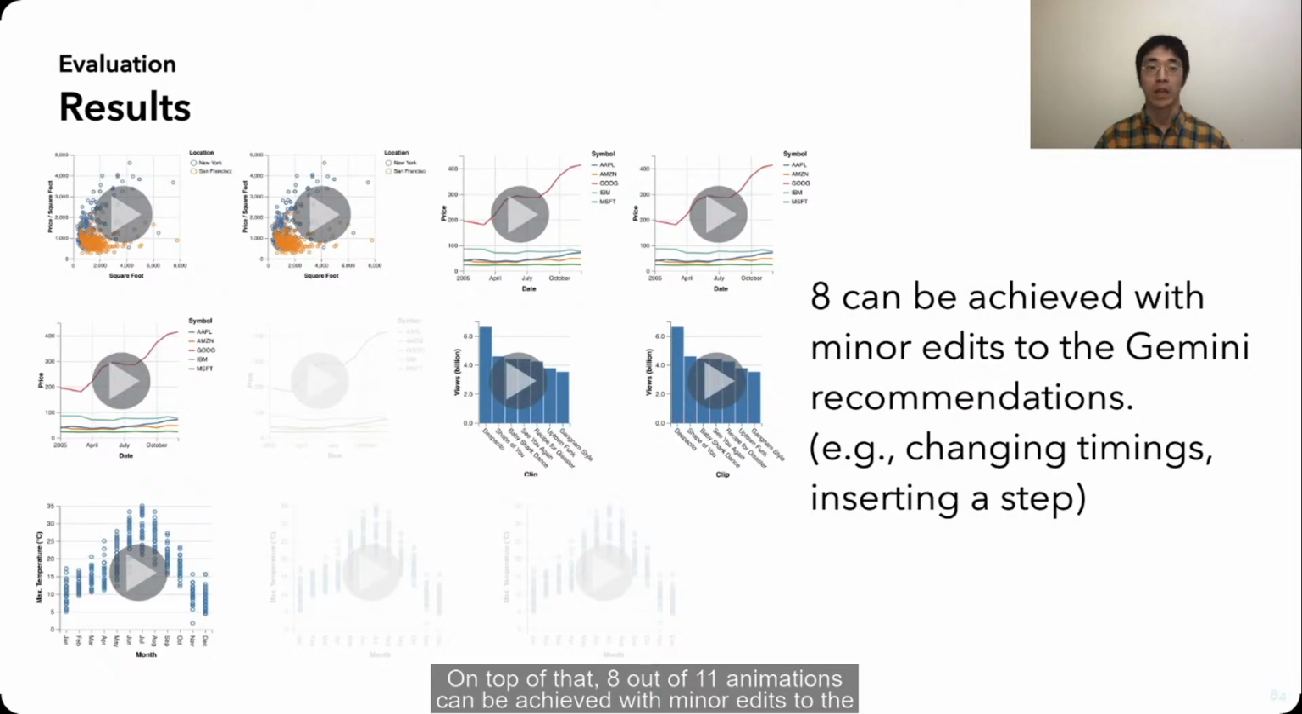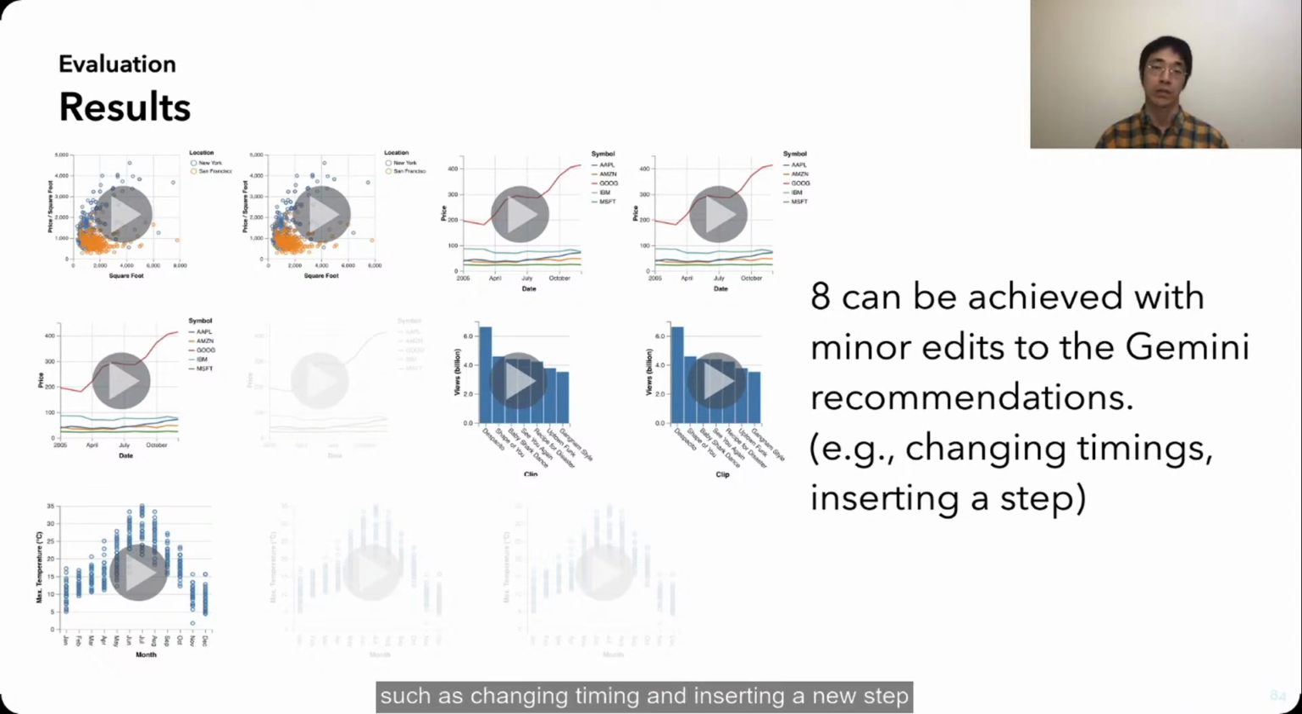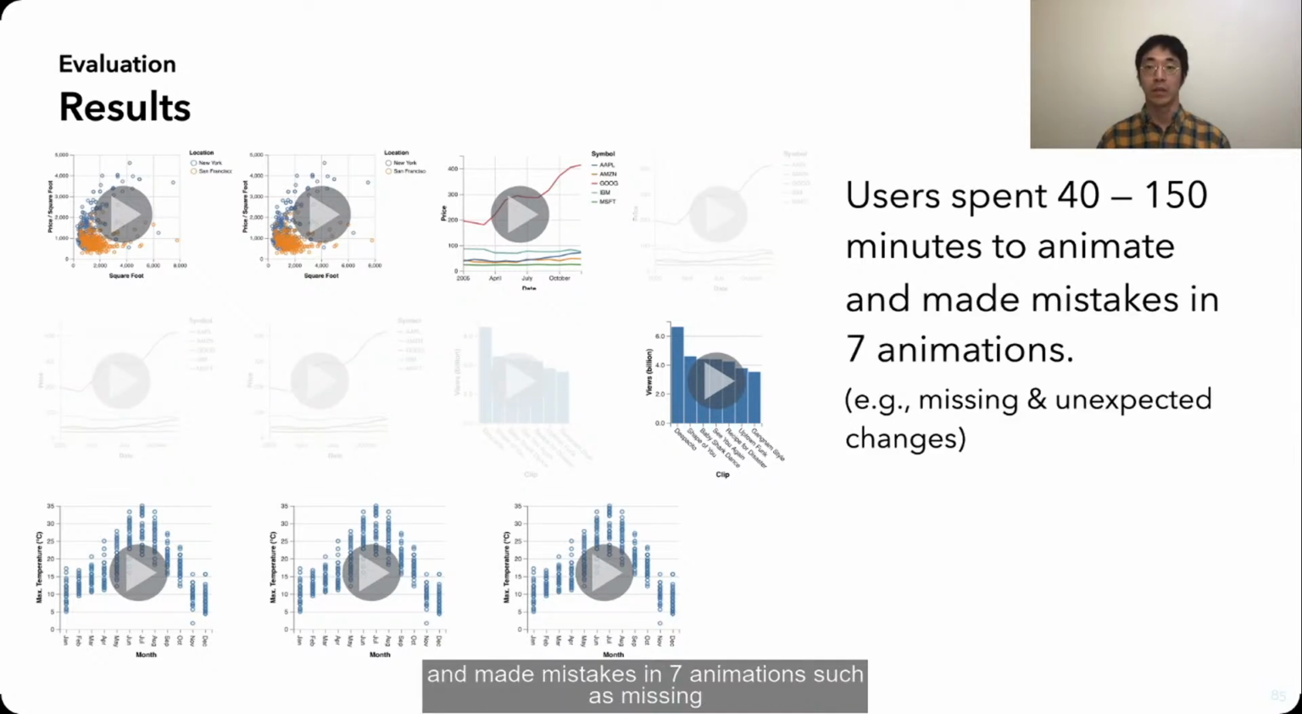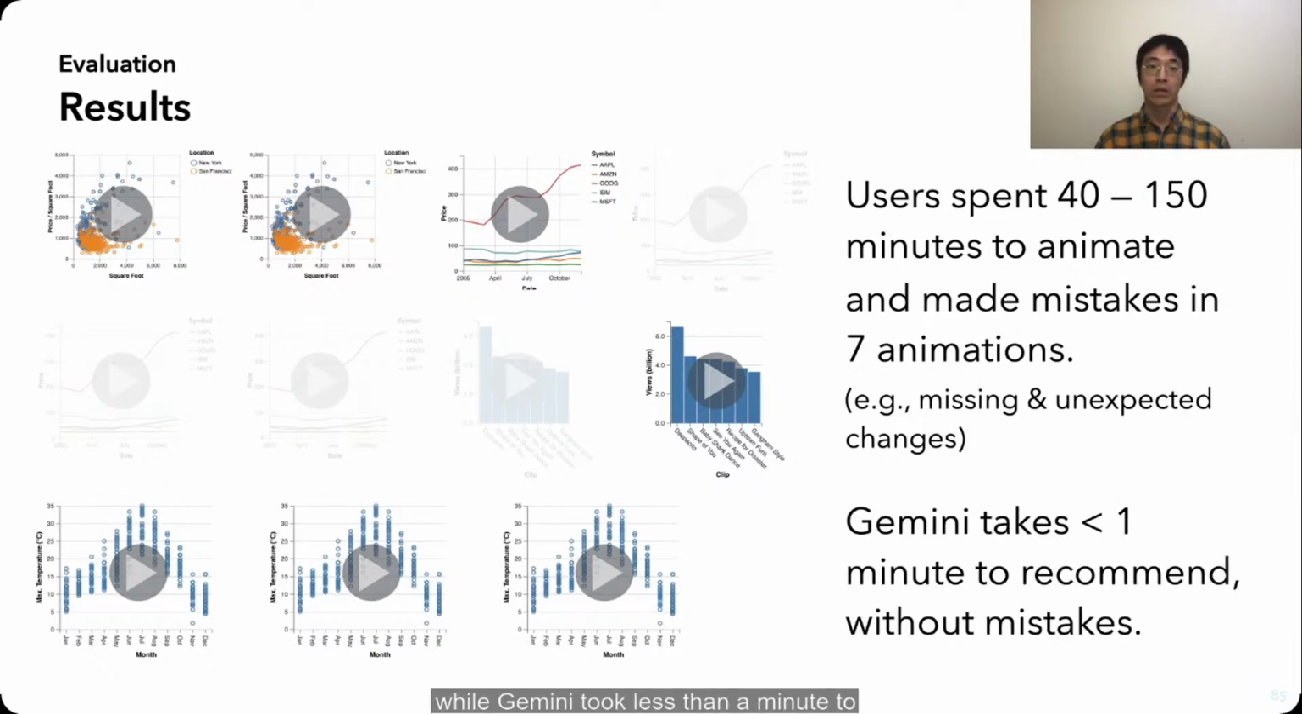On top of that, 8 out of 11 animations can be achieved with minor edits to the Gemini recommendation, such as changing timing and inserting a new step. Also, users spent 40 to 150 minutes to animate the given transitions, and made mistakes in 7 animations, such as missing and unexpected changes. While Gemini took less than a minute to recommend the animations without mistakes.